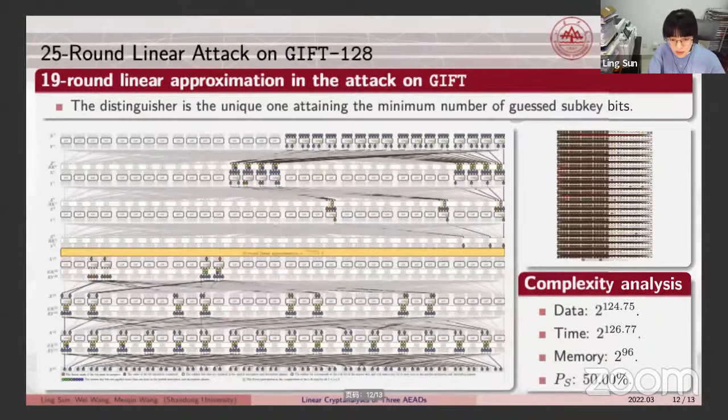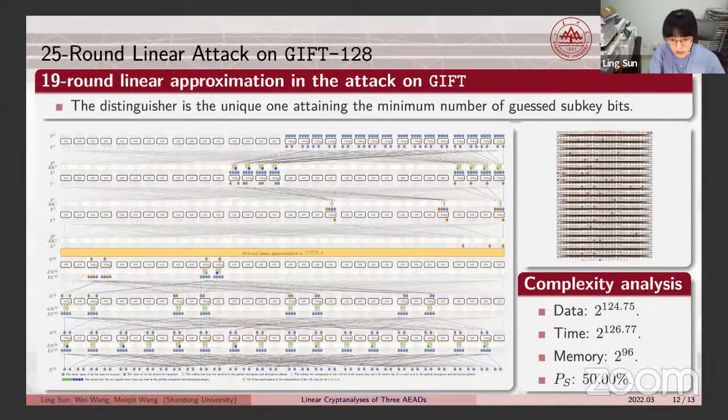The last target is GIFT-128. We find the 19-round distinguisher attaining the minimum number of guess sub-KBs and finally launch a 25-round linear attack.